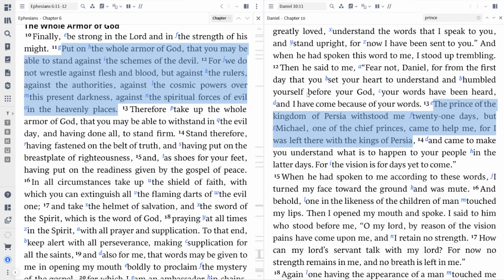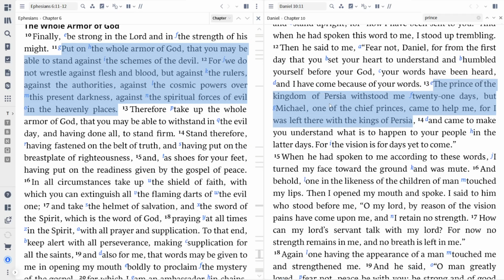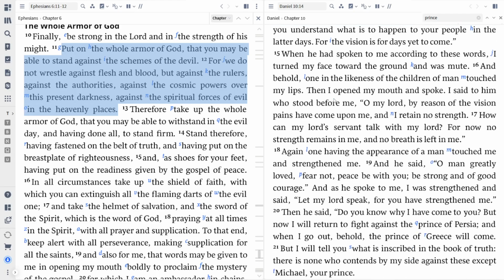Daniel 10 follows right on Daniel 9, the humble, repentant prayer. "Your words have been heard, and I have come because of your words. The prince of the kingdom of Persia withstood me 21 days, but Michael, who is one of the chief princes, came to help me, for I was left there with the kings of Persia." Michael, the archangel, is warring with the prince of Persia. Is this a human figure? Probably not. The prince of Persia is the spiritual force behind Persia.